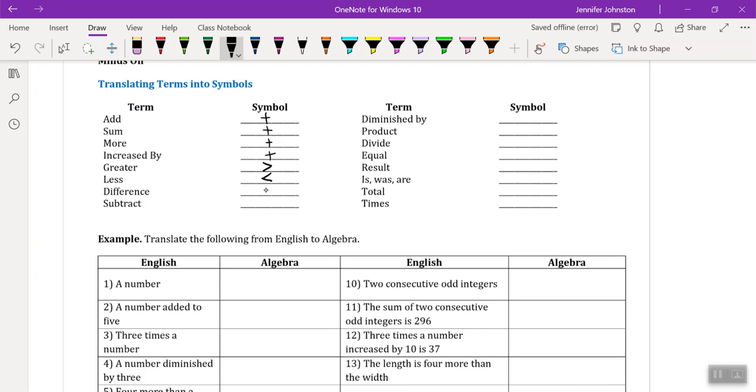Difference means we are finding the difference between 2 values. That means we're subtracting. Subtract, again, means to subtract. Diminished by, that means, again, we're subtracting. Product means we're multiplying. Divide, dividing. Equal. Results. Again, equals is, was, are. So 4 plus 5 is. So is, was, and are all mean equals. Total means equals, and then times means to multiply.